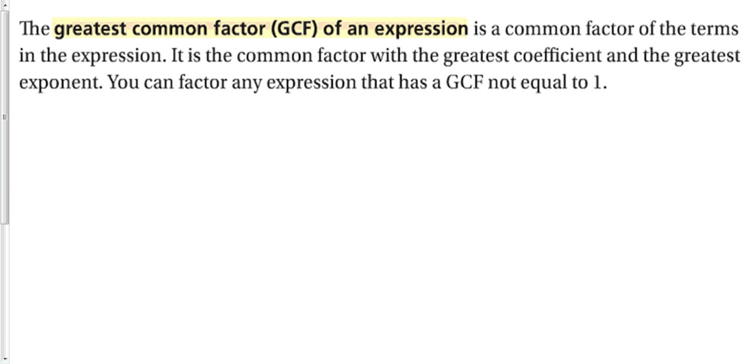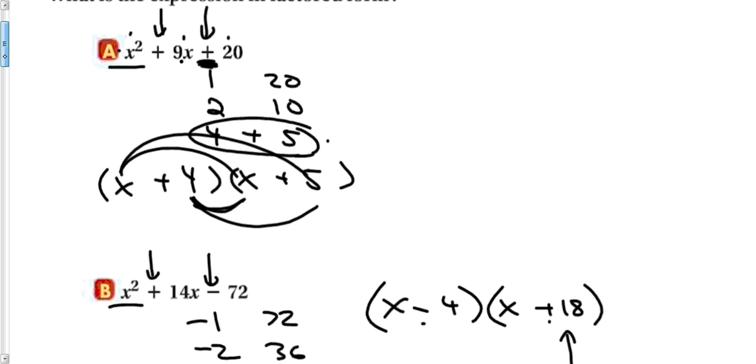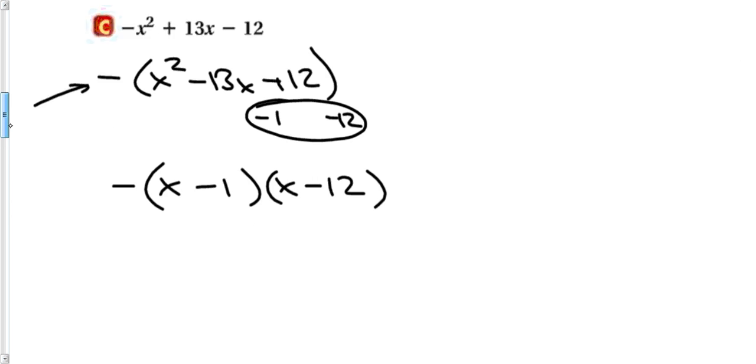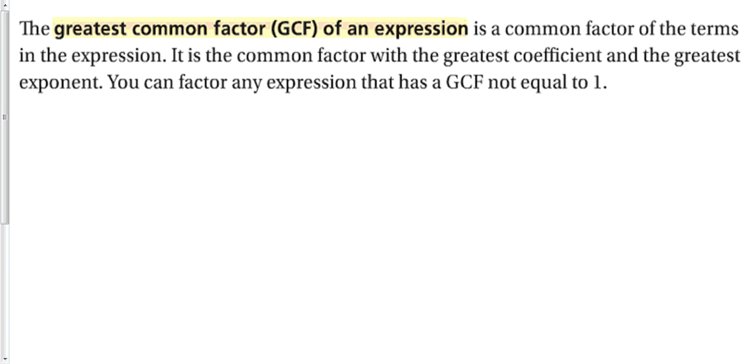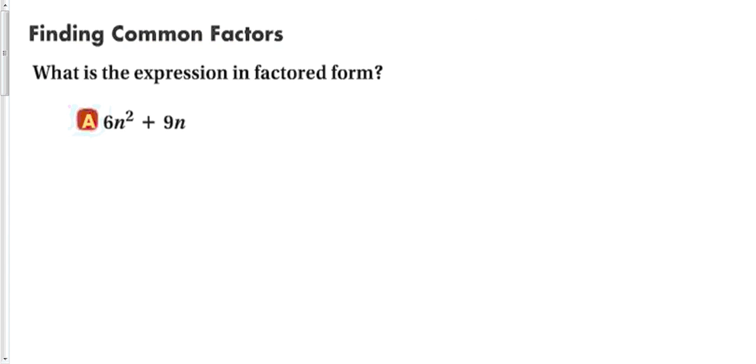Next, the greatest common factor, the GCF, is a common factor of the terms in the expression. It is the common factor with the greatest coefficient and the greatest exponent. You can factor any expression that has a GCF not equal to 1. So what this means is that if you can see a common factor inside of an expression, factor it out. We might not be able to factor it into two binomial factors, but we might be able to factor it a little bit. Like this problem.